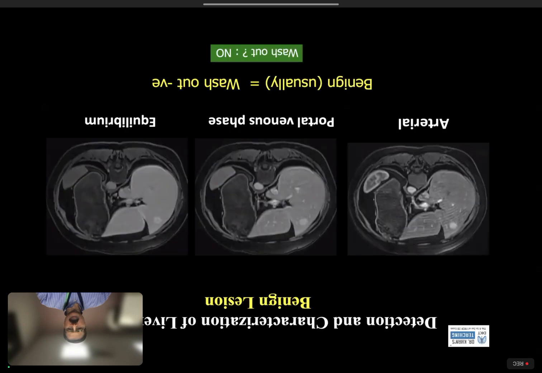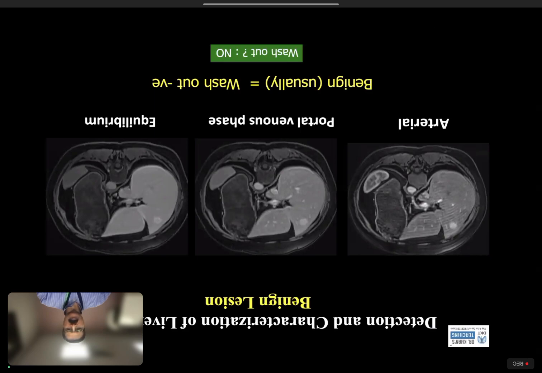Now, the key point is that if a lesion washes out, washout means it becomes darker as compared to the parenchyma. That is taken as a bad sign. On the other hand, if the lesion does not wash out, look here, it is enhancing, and in the venous phase still enhancing, it is still retaining contrast, then it is a good sign, it is a benign lesion.